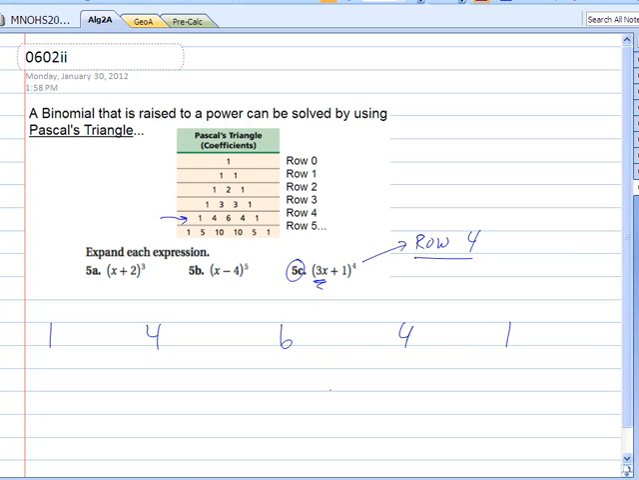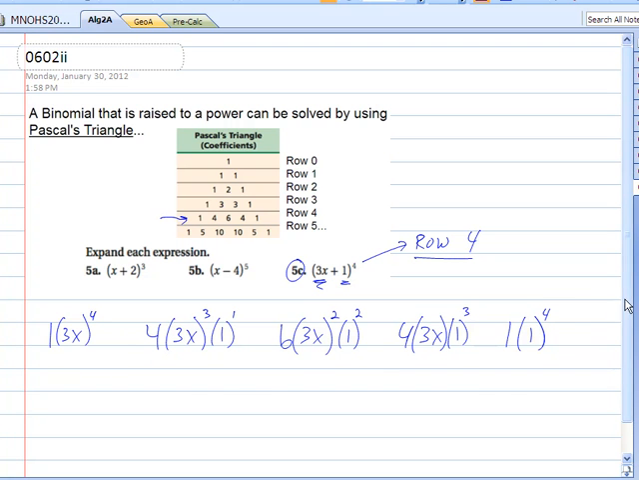And then you take a look at the first term in that binomial, 3x. And we're going to start out, we're going to write 3x to the power of 4, 3x to the power of 3. We're going to go down by 1 each time. 3x squared, 3x, and then there's no 3x here. Then we take a look at the 1, the second term, and we're going to go in reverse. So now I'm going to write 1 to the power of 4, 1 to the power of 3, 1 to the power of 2, 1 to the power of 1, and then there's no 1 in the beginning. So it's kind of opposite.